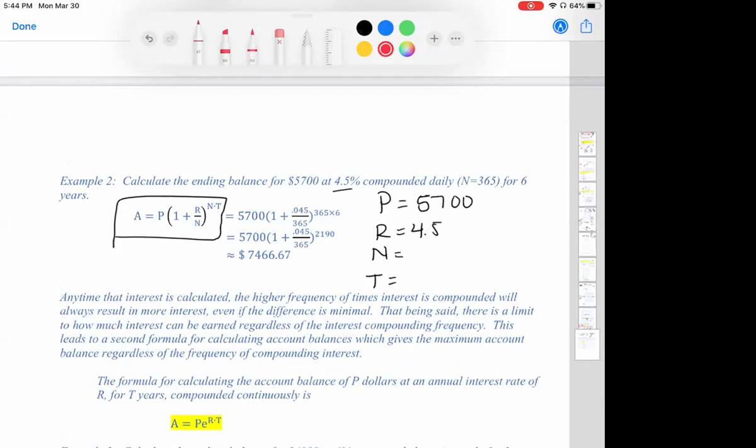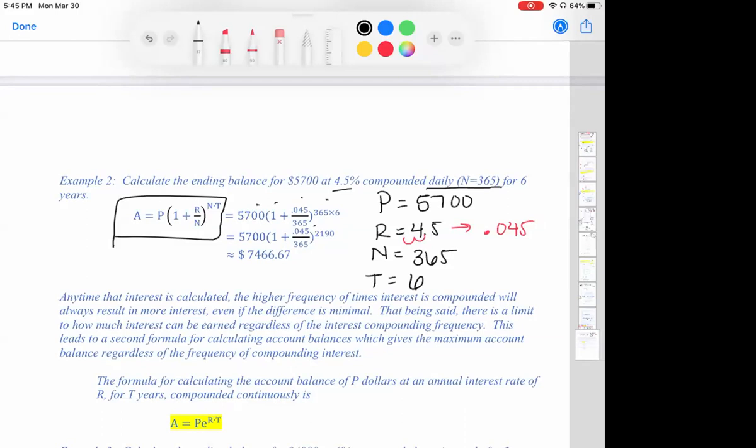Remember, we need to change it to a decimal, so I need to move my decimal over twice. This is 0.045. And next, I need N for how many times this is happening in a year. Because this is daily, N is 365. Then we're doing this for 6 years, so my T is 6. Now I can plug these values into my formula. So I have 5,700 times (1 plus 0.045 over 365) with the exponent of 365 times 6.